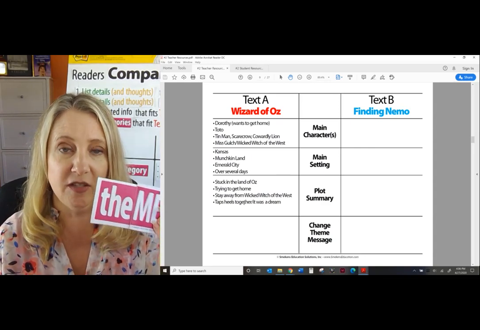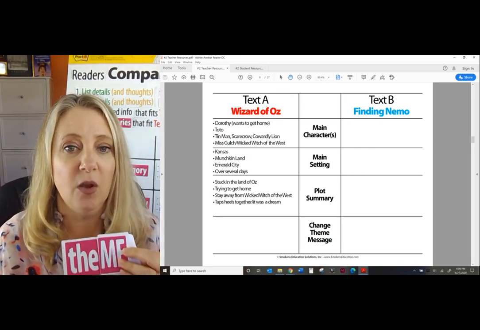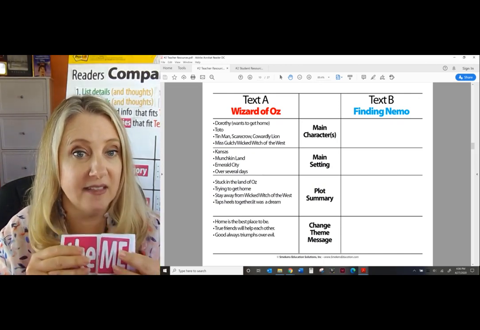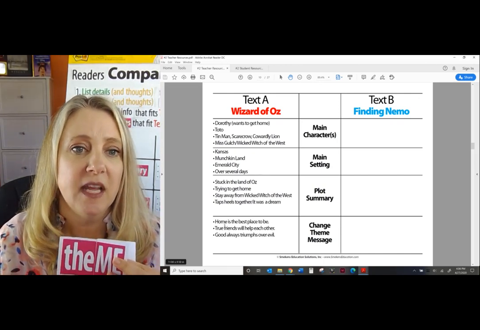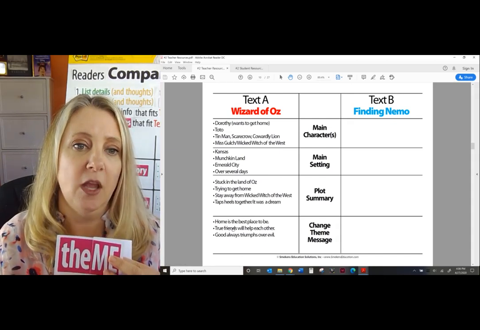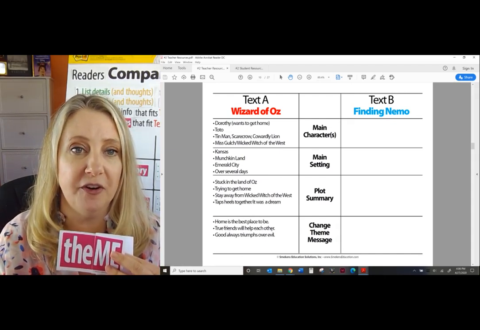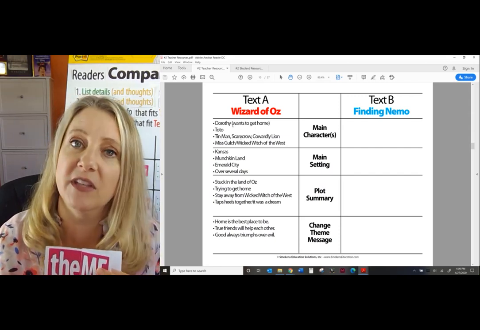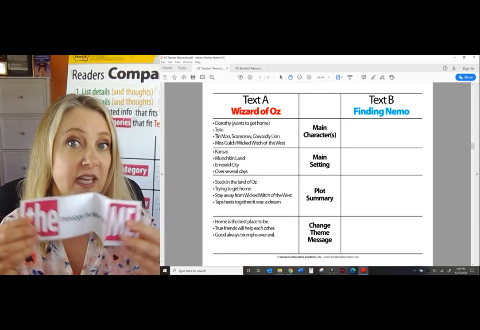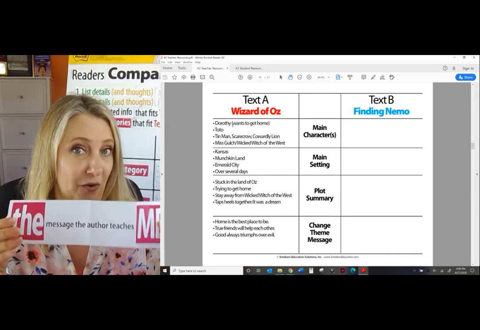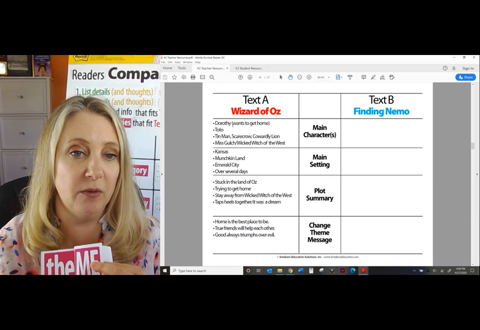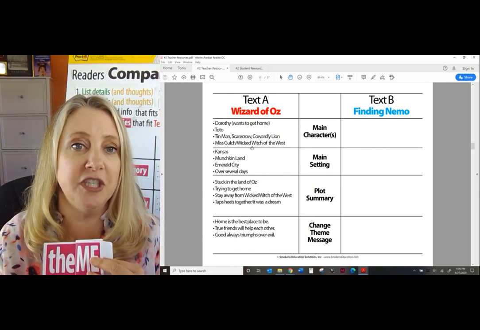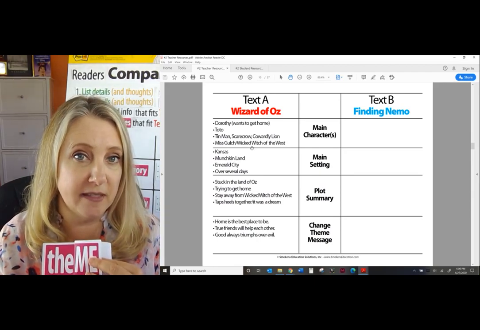What lesson did the author really teach us? Well, there's not always just one theme. Remember, we learned that last time. So there are a couple themes, like home is the best place to be, or true friends will help each other, because the Tin Man, the Scarecrow, the Cowardly Lion, they did whatever they could do to make sure that Dorothy could get home, right? Even though they would miss her, they knew that's what she wanted with all her heart. And then good always triumphs over evil. So she did outwit the Wicked Witch of the West.